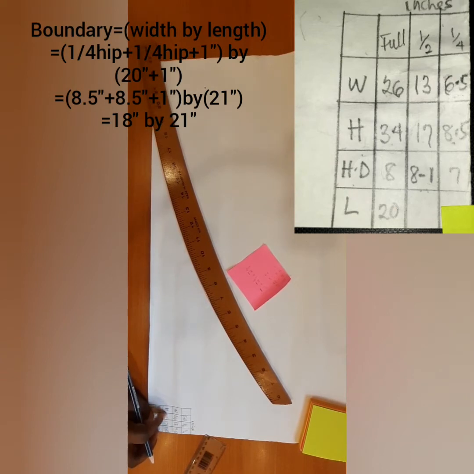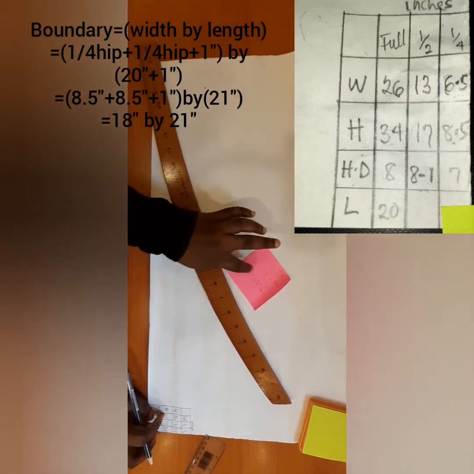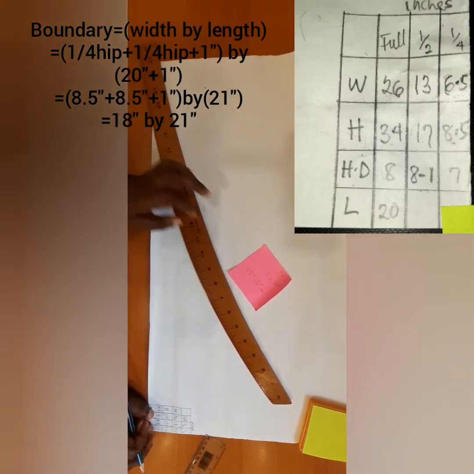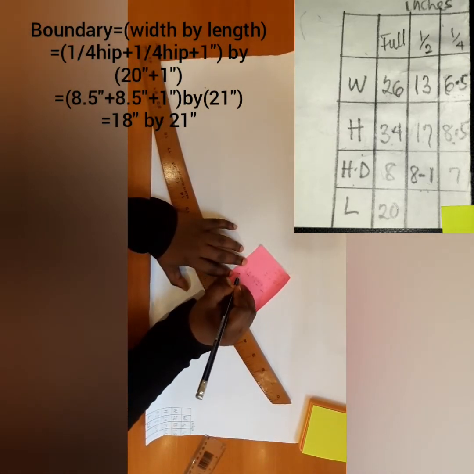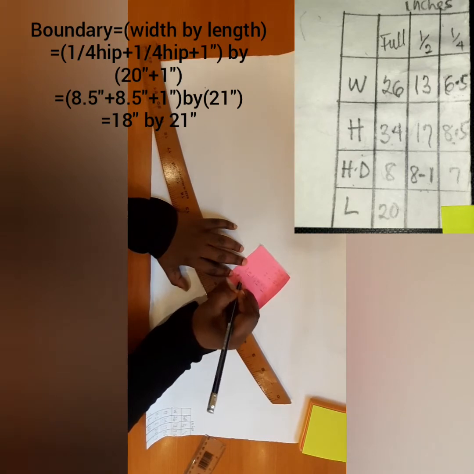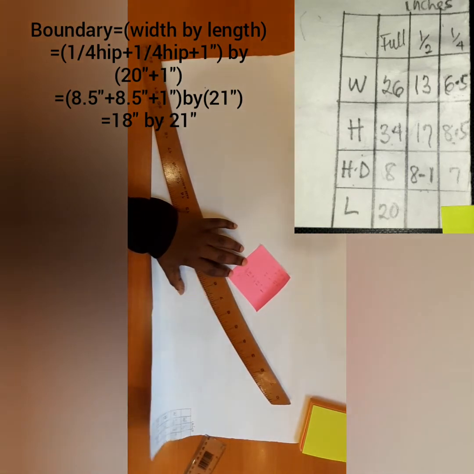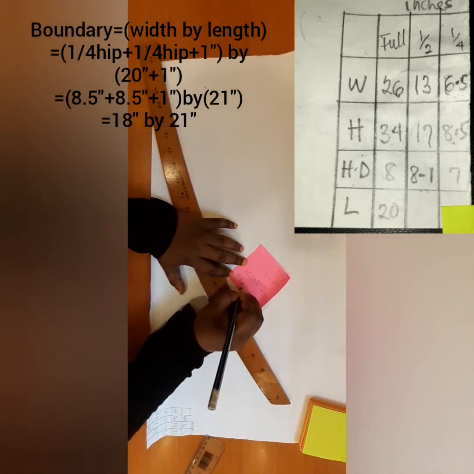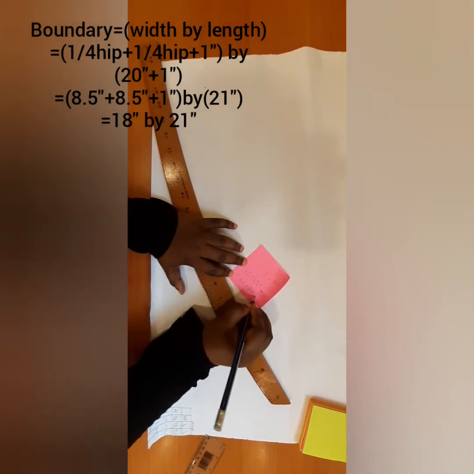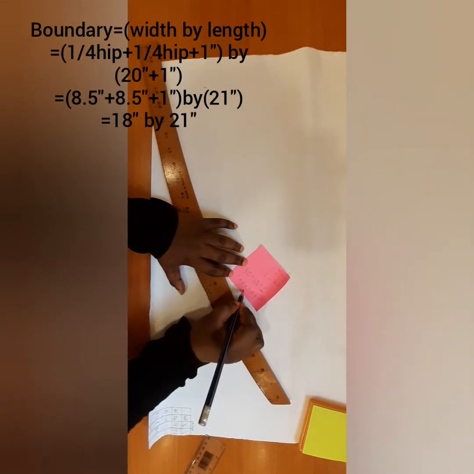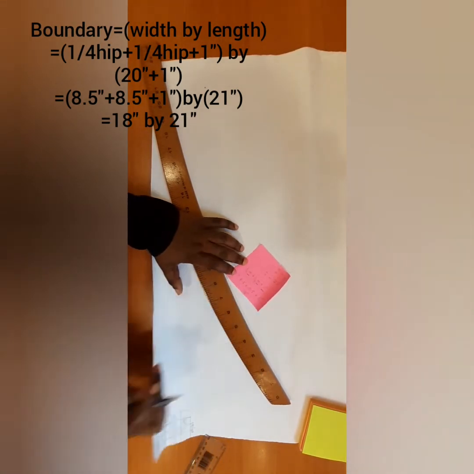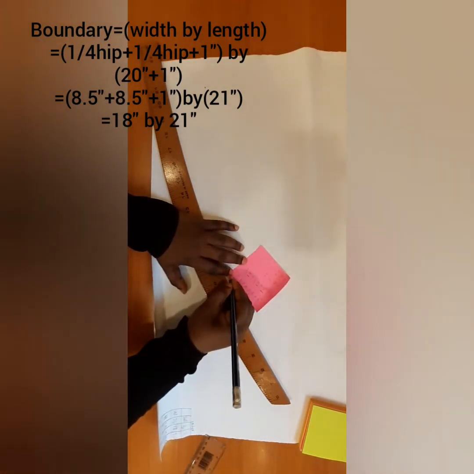So for this measurement, the hip is bigger, so I'm going to be using the hip for the calculation. Our quarter hip here that we've calculated is 8.5. 8.5 plus 8.5 plus 1 inch. So all in all, we have 18 inches as our boundary. That is for the width.